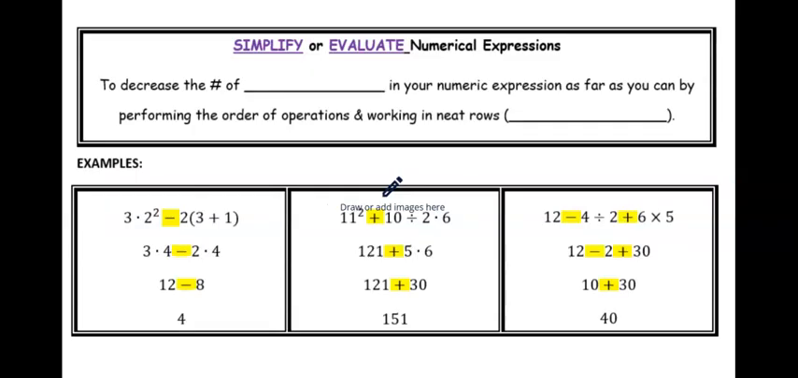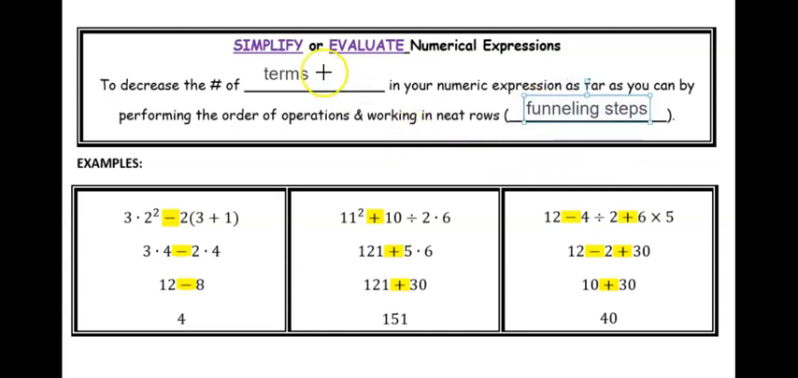Okay, we're going to review what it means to simplify or evaluate a numerical expression. If you're ever asked to simplify or evaluate numerical expressions, it means we want to decrease the number of terms in that numerical expression as far as we can by performing the order of operations. And we're going to work in neat rows while we do this. We call that funneling the steps.